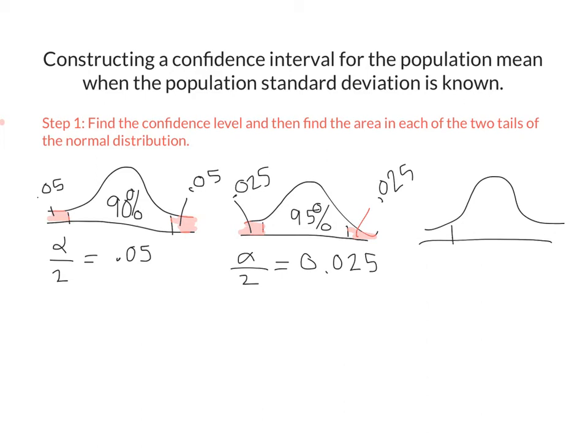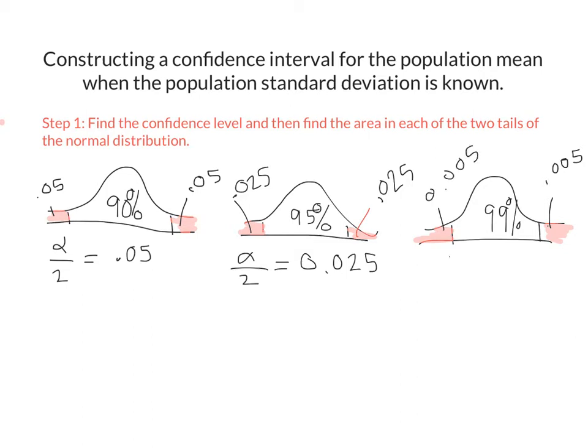Here and here, or 99%. So that means the area for each of my tails here and here would be 1 minus 0.99, which will give us 0.01, divided by 2 is 0.005, and an area of 0.005 here.